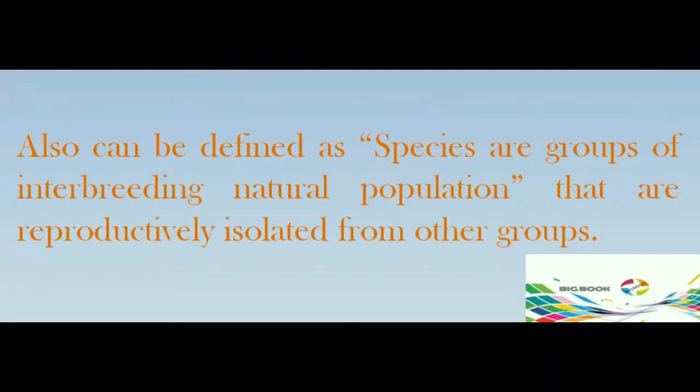Reproductively isolated from other groups means, for example, if you consider the mammals, Homo sapiens, and another form, Macaca mulatta, the monkeys. These are two different species, and they are reproductively isolated from each other. Here these populations are in the natural form, natural populations, but they are reproductively isolated.